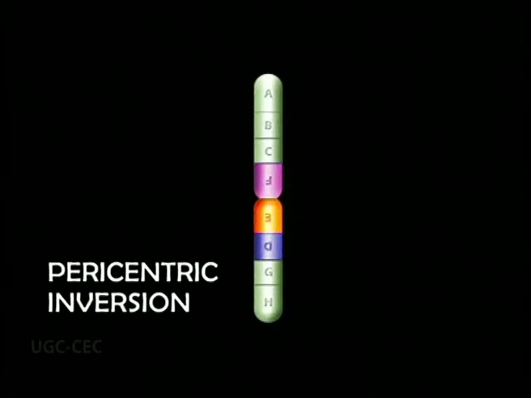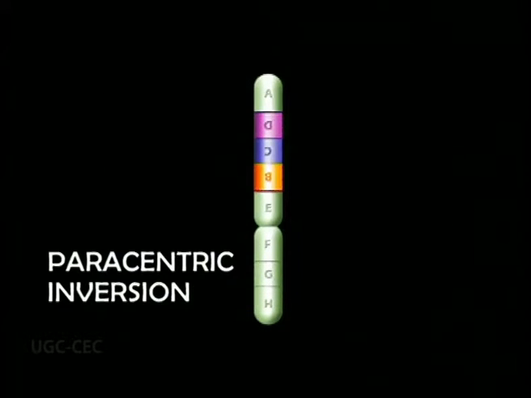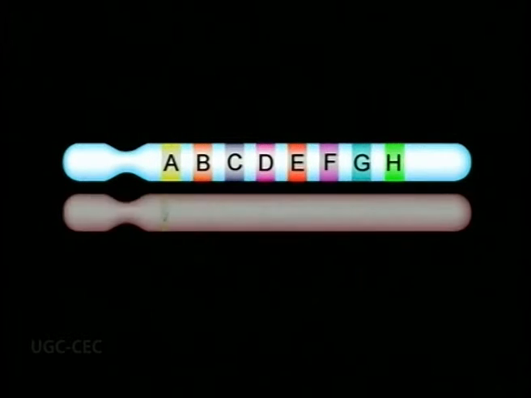However, when the inverted segment occurs on one chromosome arm and does not include the centromere, the inversion is called a paracentric inversion. The gene sequence in an inverted segment is exactly the opposite of that in its normal homologous segment. Therefore, inversions can be detected by a comparison of linkage maps of the normal and the inverted chromosomes.